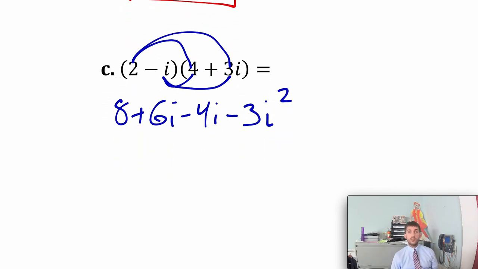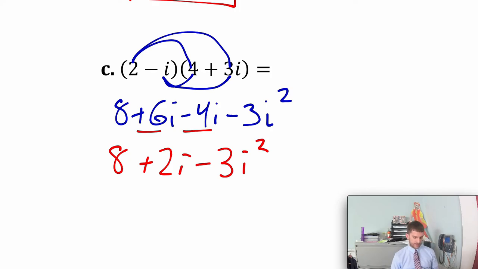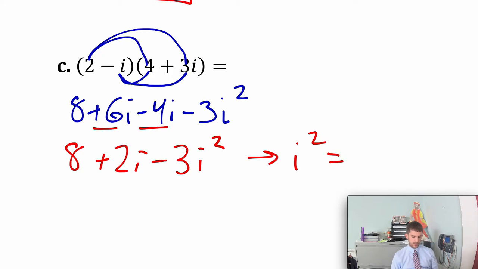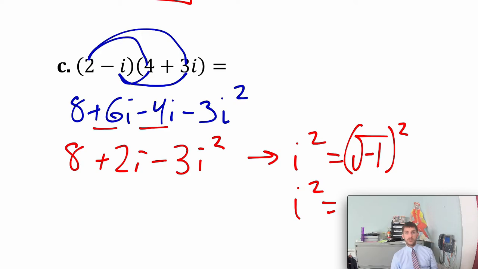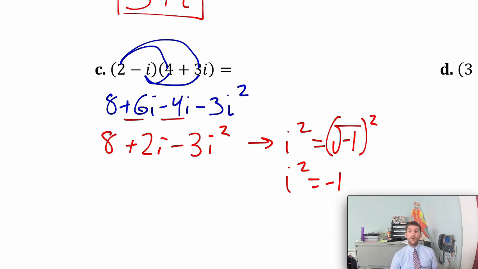Now, just like we would do with a variable expression, we're going to combine like terms. So we have 8 still by itself. We got plus 6i minus 4i, so that gives us plus 2i, and then minus 3i squared. Now we need to have a sidebar discussion about i squared. Well, i squared would be the square root of negative 1 squared, because that's what i is. In other words, the square root squared just cancels out. You're left with just negative 1. So whenever you see an i squared, I want you to think about replacing it with negative 1.